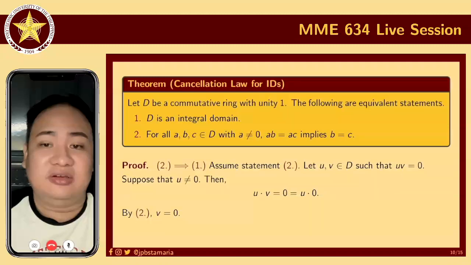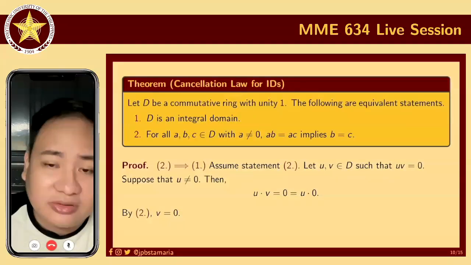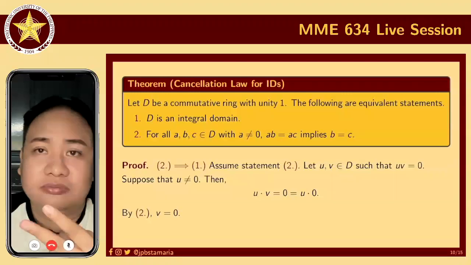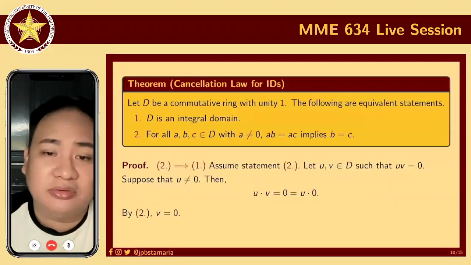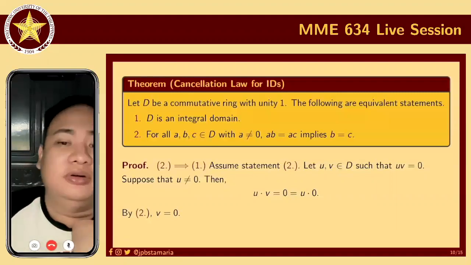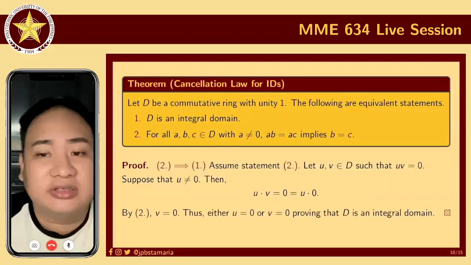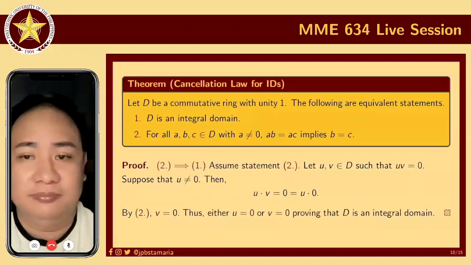Therefore, kung hindi raw 0 si U, si V ang 0. Dalawa lang naman pwedeng mangyari, either 0 si U or hindi. Kung 0 siya, tapos na. Kung hindi siya 0, sino raw ang 0? Si V. Therefore, either U is 0 or V is 0, proving that D has the zero product property and therefore it is an integral domain.